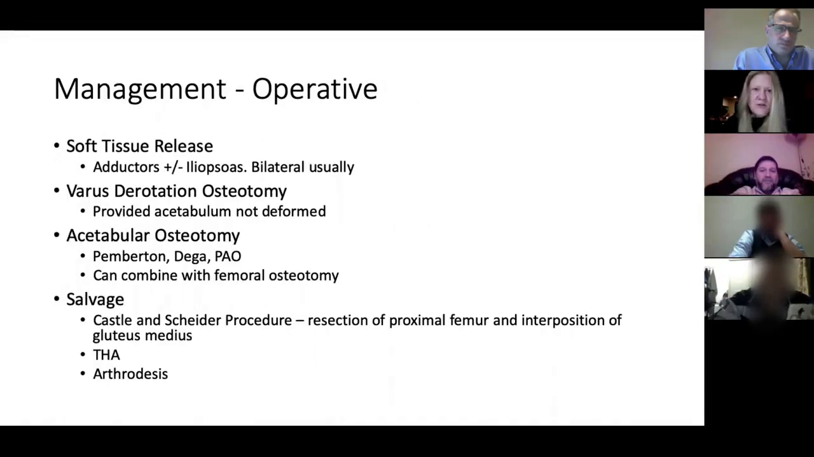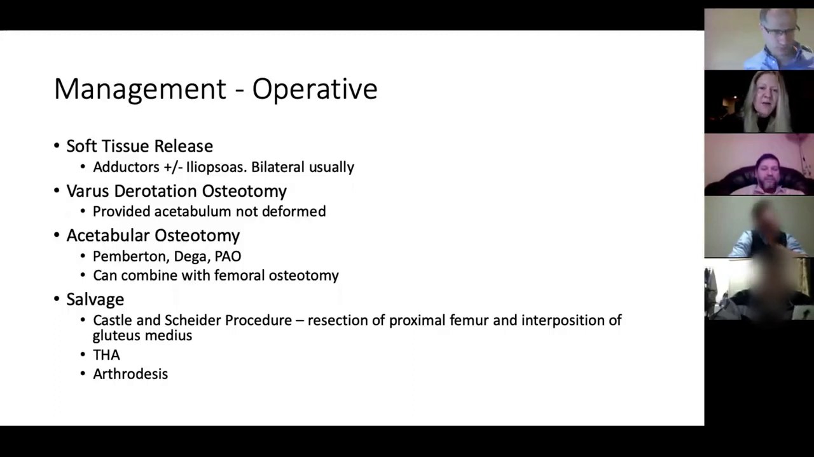So what are the operative options? Well, the first thing that you can do is soft tissue release. So release the adductors. You can also release the iliopsoas, and sometimes the rectus femoris if that's tight. There was some suggestion in the literature that release of iliopsoas causes some flexion weakness, but it's not actually been proven to do that. And there are papers out there that say it's a reasonable option. We normally do them bilaterally to avoid the contralateral hip taking over the adducted position.